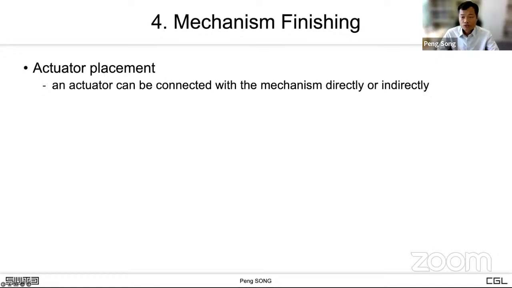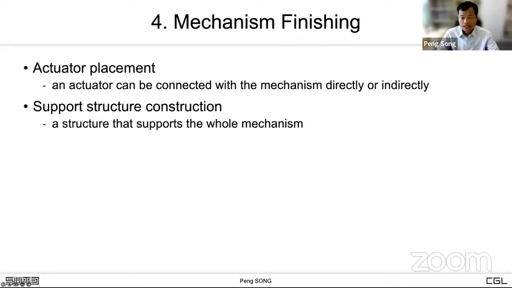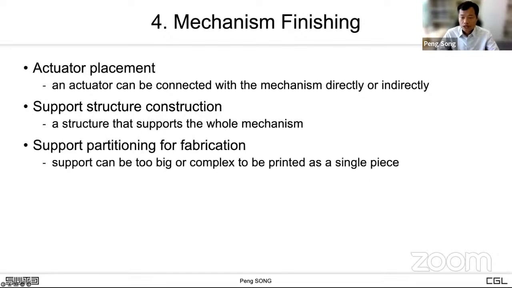To make the mechanism geometry ready for fabrication, there is some additional work to do. First, we need to place one or more actuators to drive the mechanism. Second, we need to construct a structure for supporting the whole mechanism. The support structure usually has complex geometry. In this case, we need to partition the support structure into parts for fabrication. So until now, we have introduced a general method for computational design of mechanisms.